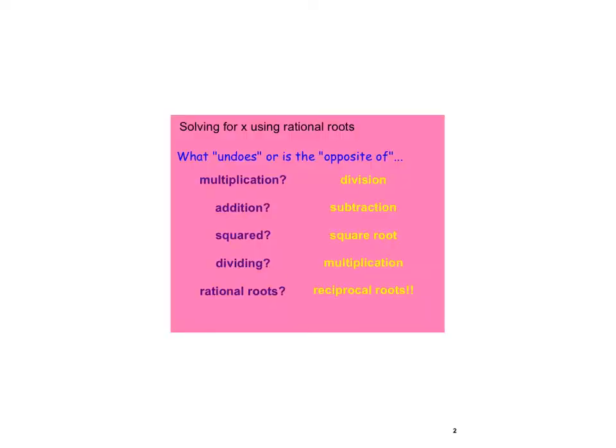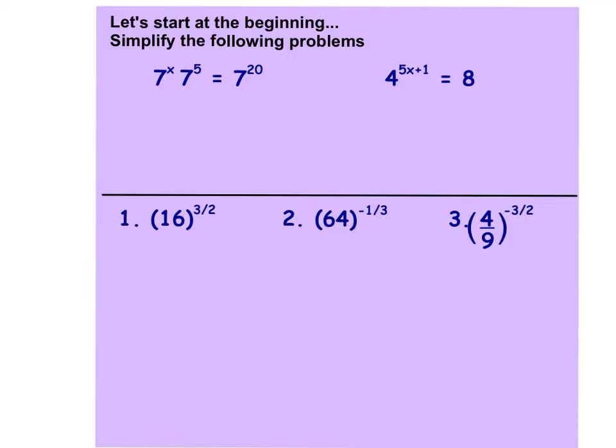A couple things to keep in mind here as we get going, as we're solving for these rational roots, is to keep in mind what undoes certain operations in mathematics. For instance, if you have something multiplied, to undo it, you would divide. If you have something added, to undo it, you would subtract, and vice versa for these. If it's squared, you would square root it. If you're dividing, you're multiplying. And if there's rational roots, reciprocal roots are what we're interested in. And reciprocal we'll get into here shortly.